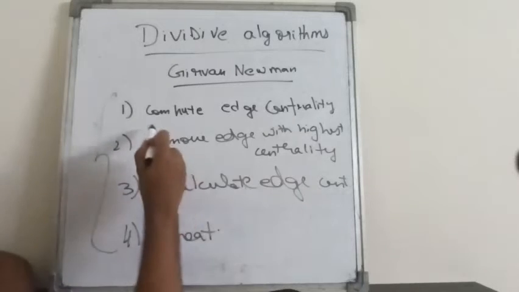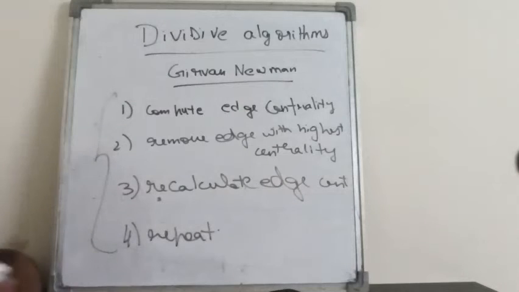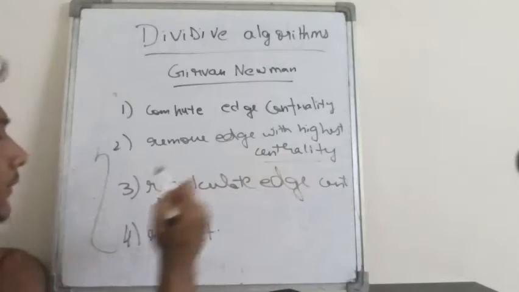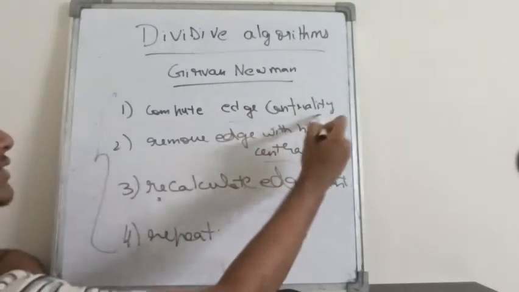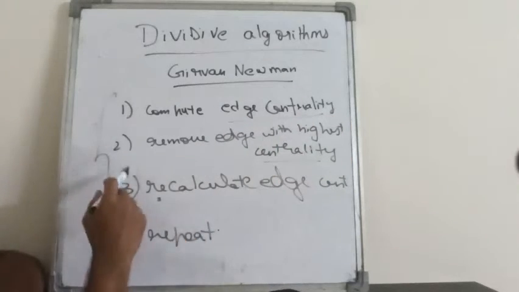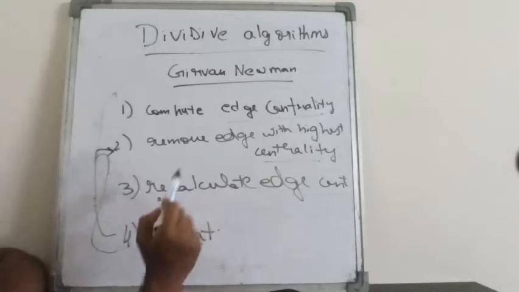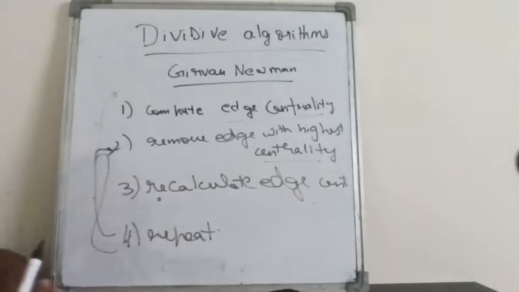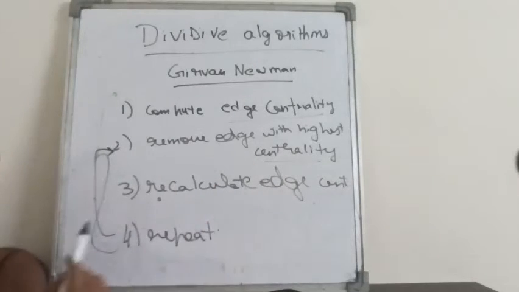So what we have to do is compute the edge centrality of the entire graph, that is, for each edge. That is, we are finding out how important each edge is. Once we do that, we remove the edge with the highest importance, and then we recalculate the edge centralities and repeat from step 2. That is, we remove the edge with the highest centrality, recalculate the edge centrality, and again remove the edge with the highest centrality until we cannot remove any further edges. We continue this algorithm.